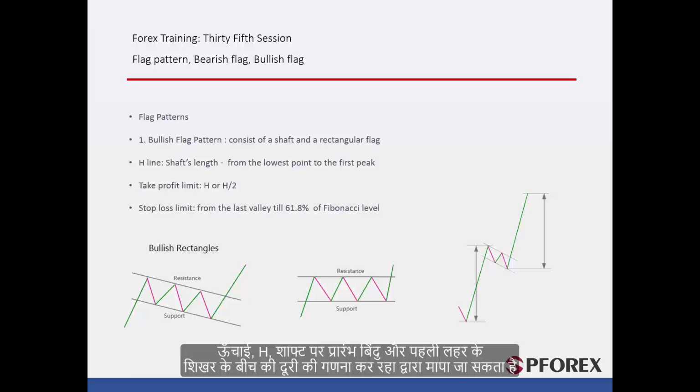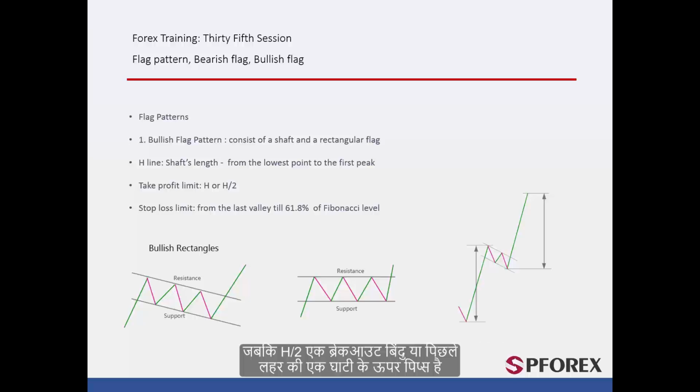Height, h, can be measured by calculating the distance between the starting point on the shaft and the peak of the first wave. TP price would be h and h2 pips above a breakout point or the valley of the last wave, while SL can be between the valley of the last wave and the 61.8% level of the Fibonacci that is drawn on H.